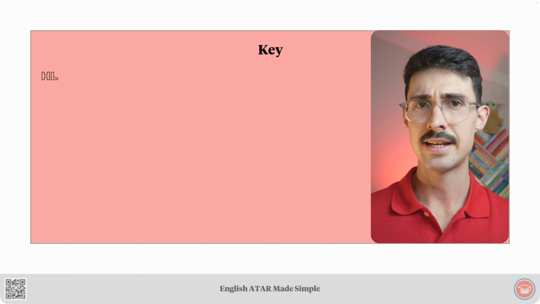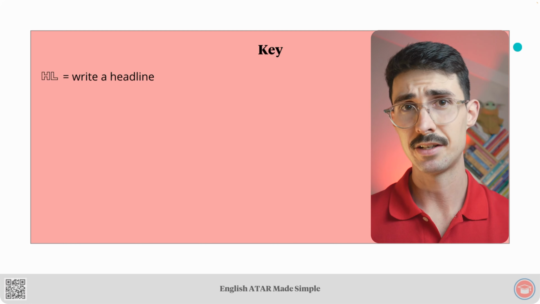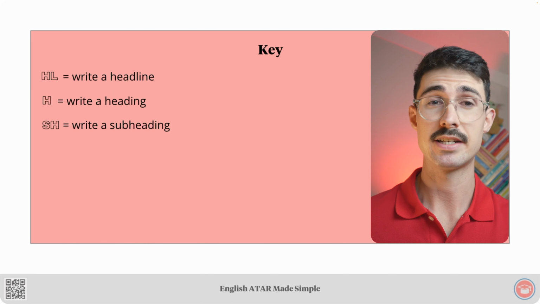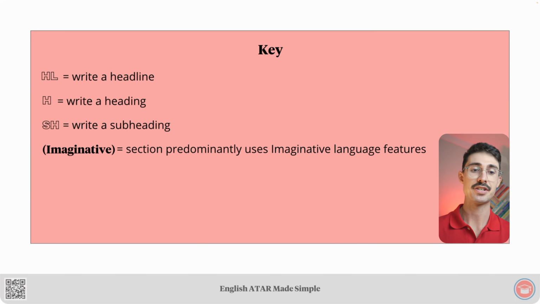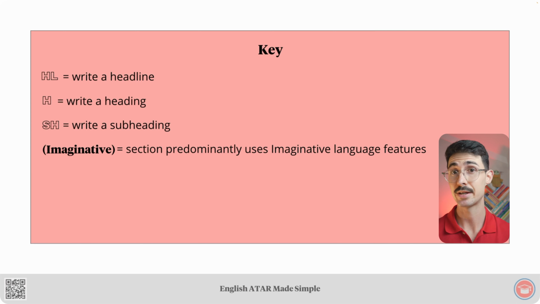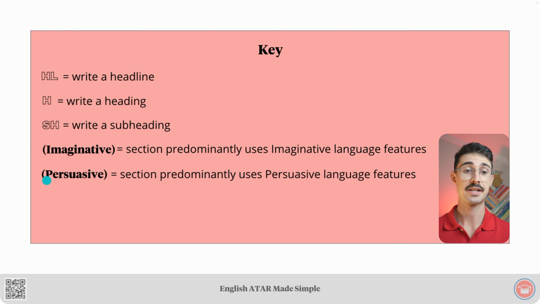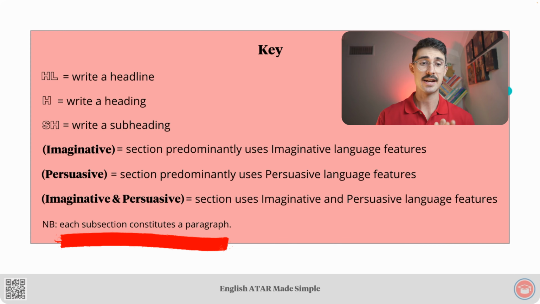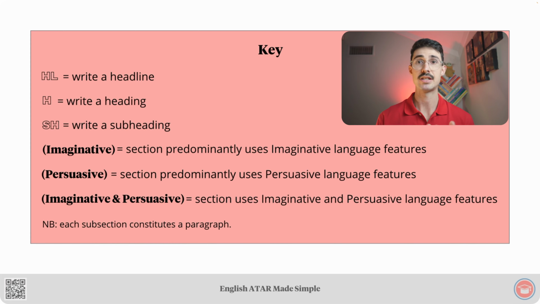Before we do, here's a little key that explains the structure that we're about to look at. The text HL means write a headline. The letter H means write a heading. The letters SH mean write a subheading. When you see the word imaginative in brackets, this means the section predominantly uses imaginative language features. Same thing regarding the text persuasive and imaginative and persuasive. Also note that each subsection constitutes its own paragraph. That's our key.